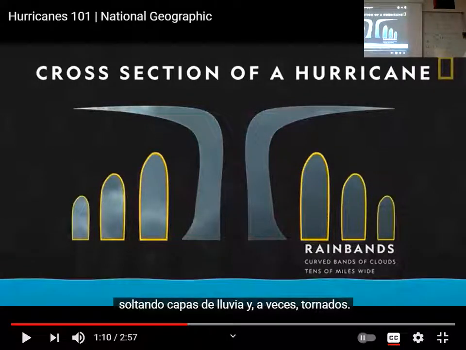And don't forget again, what's the worst part of a hurricane? The eye wall. The calmest part is the eye.